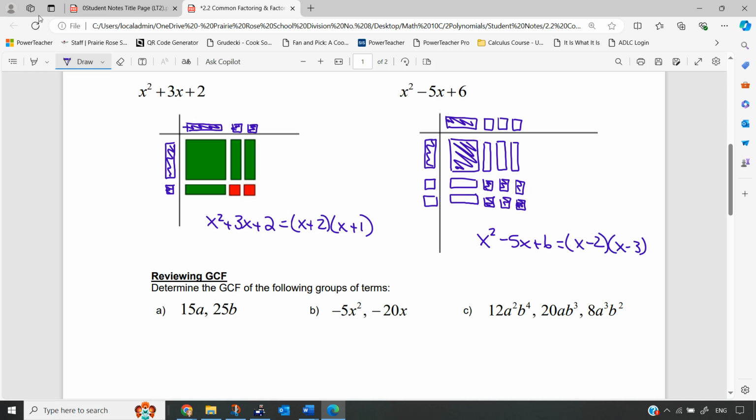Now notice that the -2 and the -3 give me a positive 6, and -2 plus -3 gives me a -5. So we're not getting into that factoring piece today, but just a little food for thought or a little teaser for our next lesson.